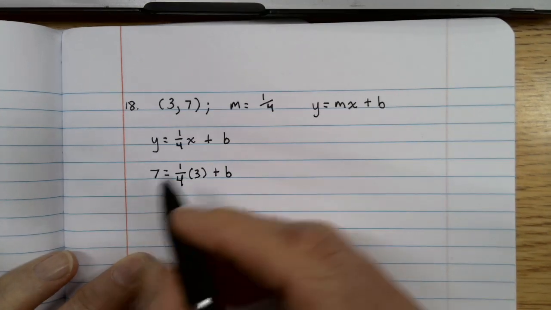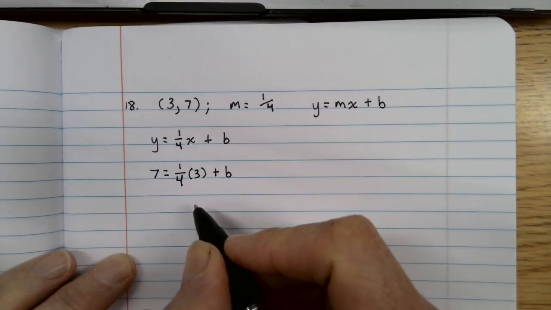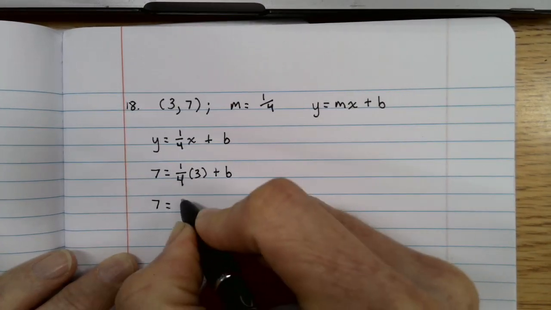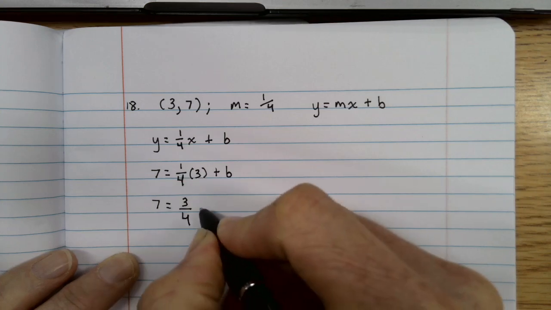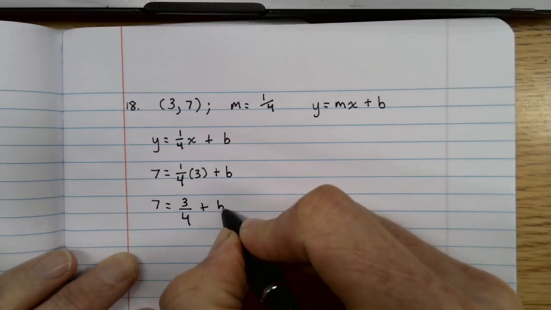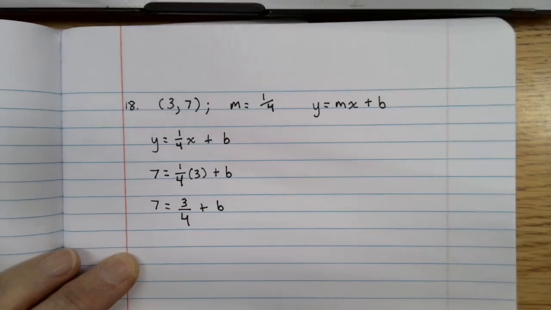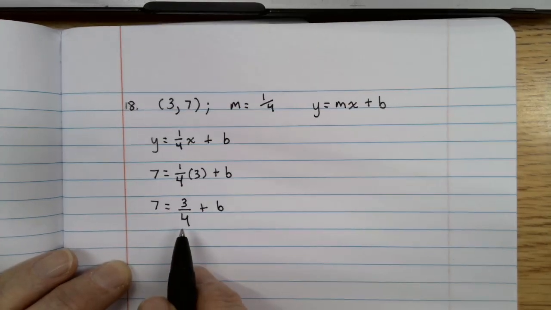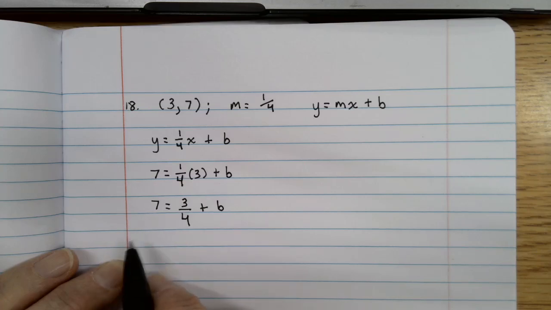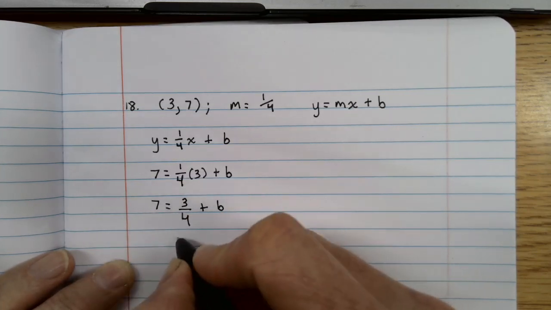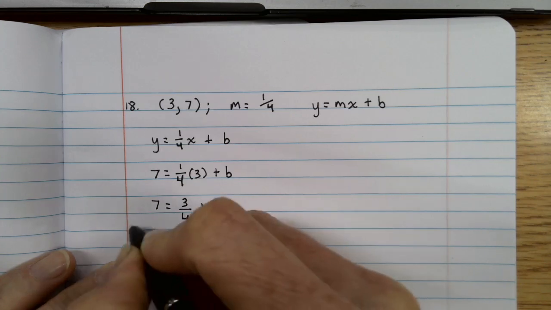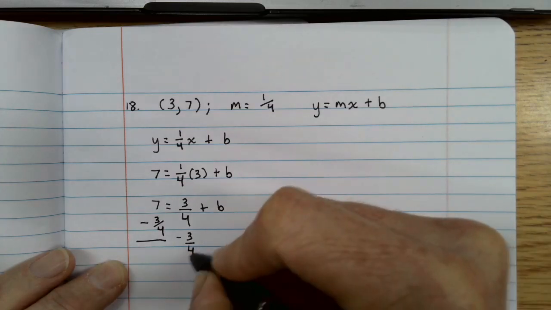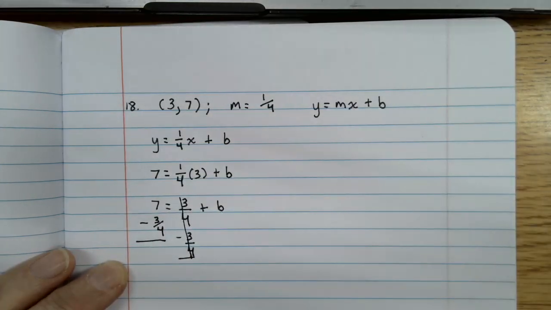We're going to get some fractions here, so this is not going to be very pleasant. But 3 times 1/4 is 3/4. So we got 3/4 plus b equals 7. So what we have to do, unfortunately, is subtract. We're going to do an inverse operation, right? We're going to subtract 3/4 from both sides, which means I get to do 7 minus 3/4. So these guys here undo each other, they cancel each other out.